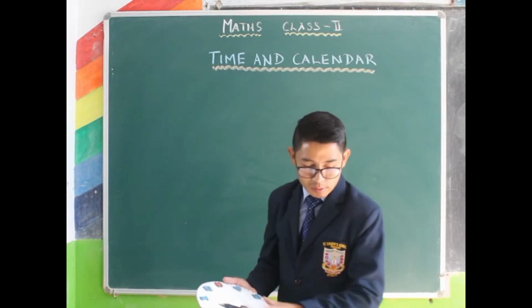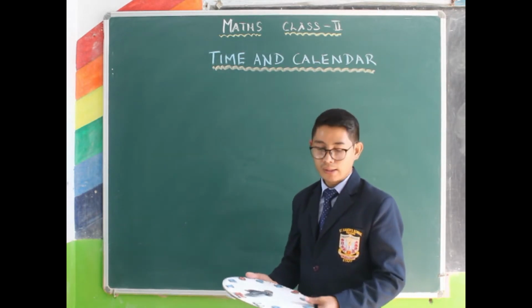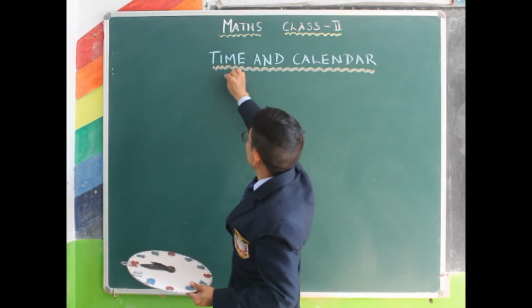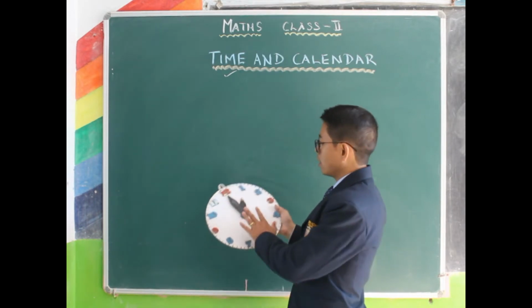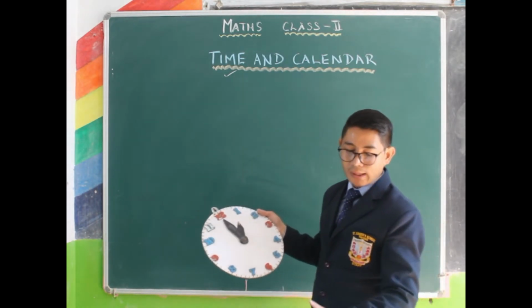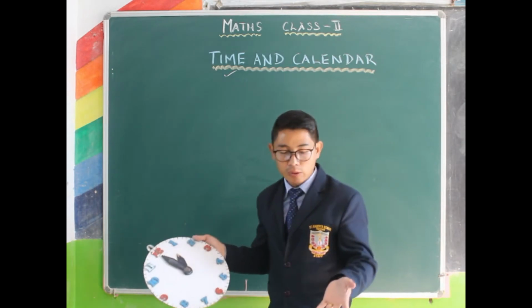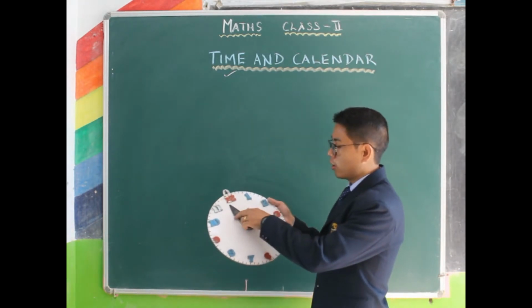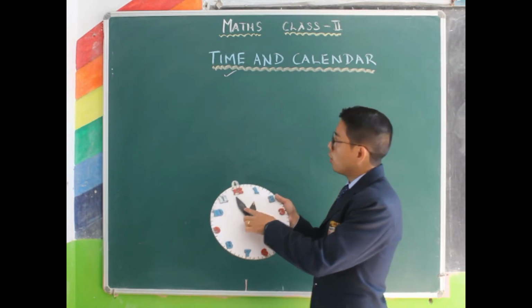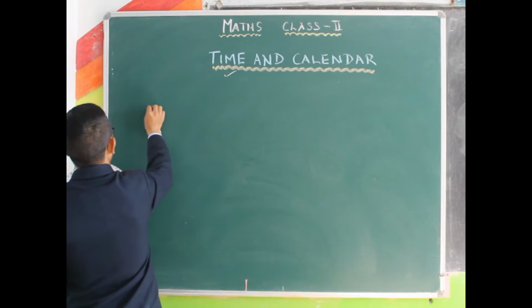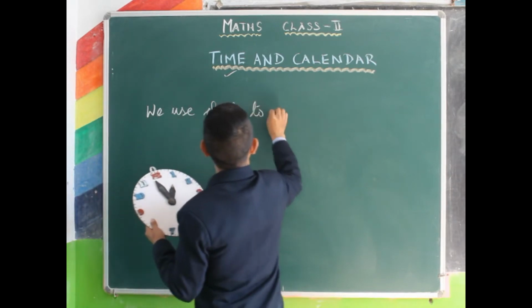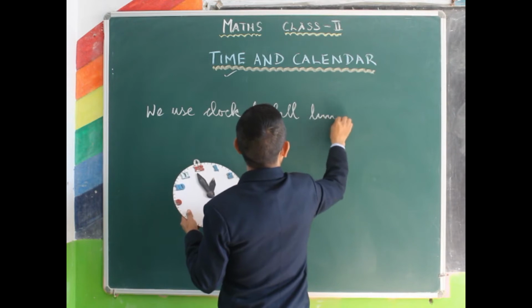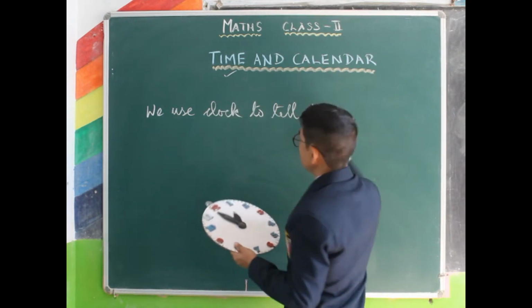Now we use a clock to tell the time. First of all, we'll discuss this time. So we use a clock to tell the time. I have got a clock here. It has two hands. You can refer to your book also. One is called the short hand and the other the long hand. We use a clock to tell time.